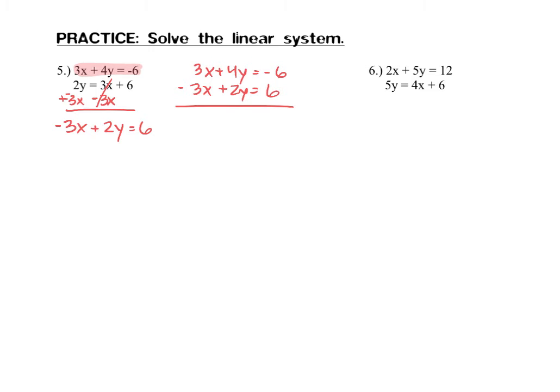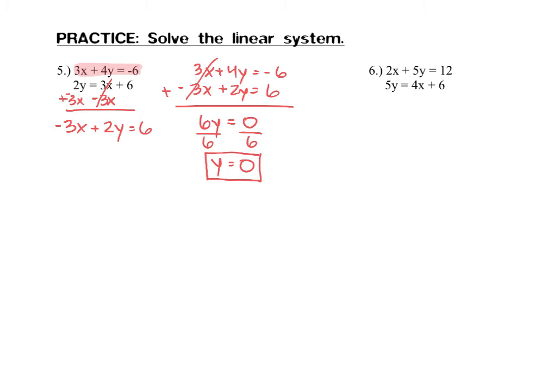Remember, if they have the same signs, you need to subtract the equations, but if they have different signs, you should add the equations. So these are different signs, so I'm going to add. 3x plus negative 3x eliminates, and that's what I was trying to have it do. 4y plus 2y is 6y. And then negative 6 plus 6 is 0. Don't be scared by 0. To get y by itself, I'm going to divide each side by 6, and I get y equals 0, which is great. I'm halfway there.